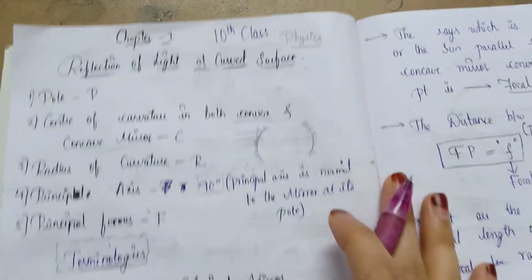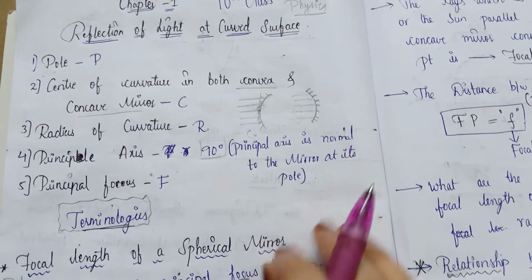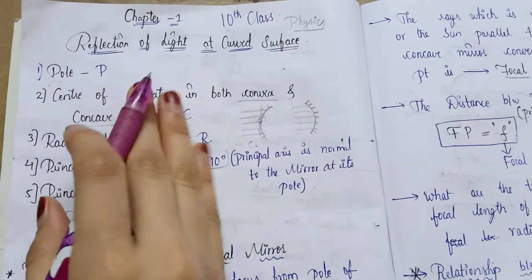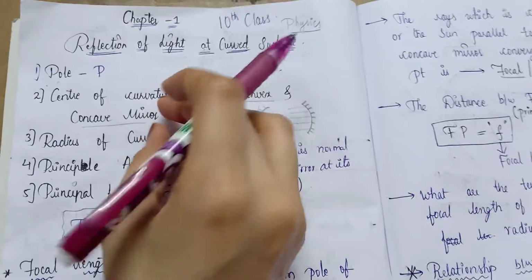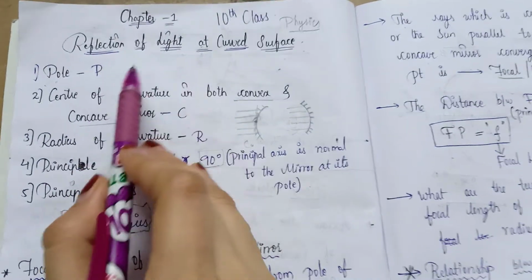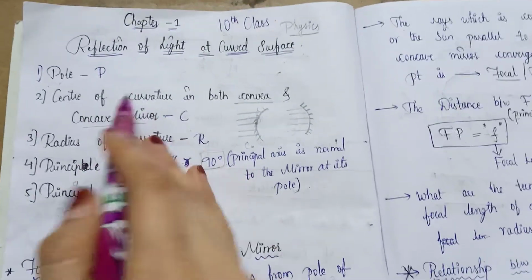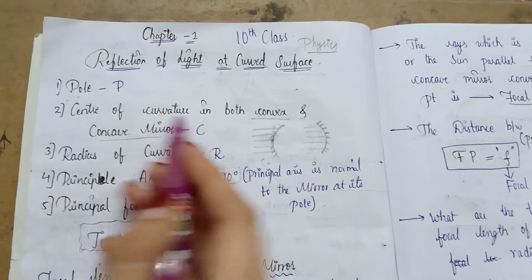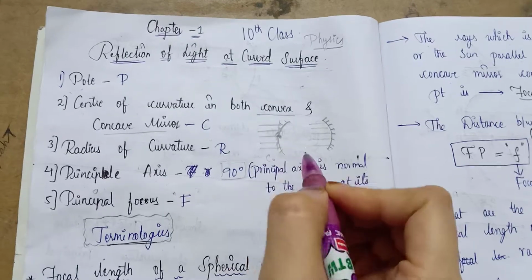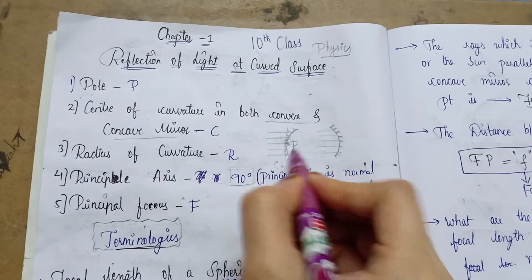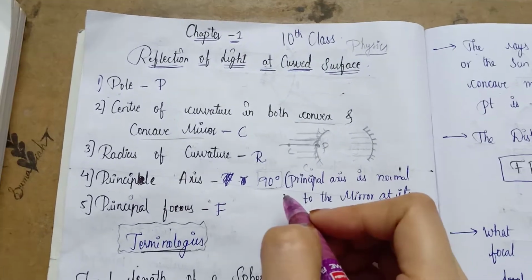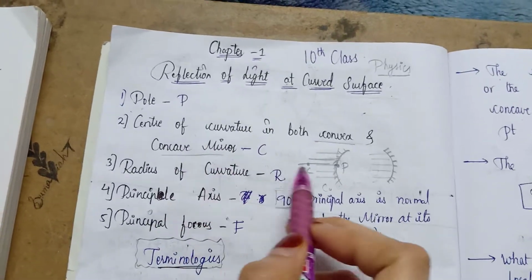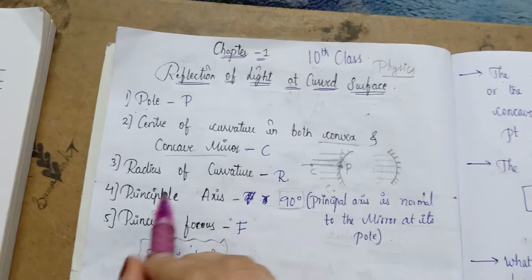In our last video, we discussed some important terms related to this lesson. To understand the topics in this lesson, we have to know the terms. Let's first recall them. The pole, represented by capital P, and the center of curvature in both convex and concave mirrors, represented by capital C.